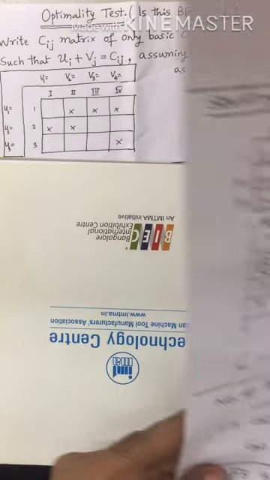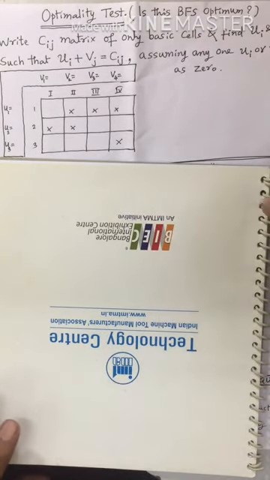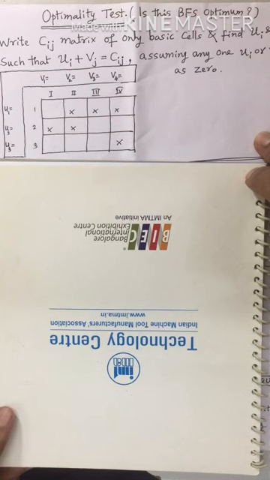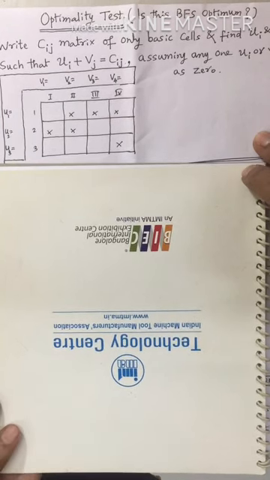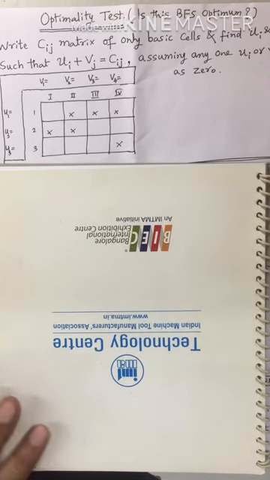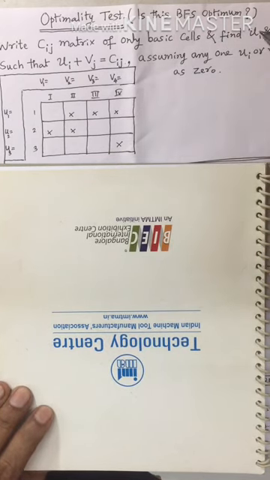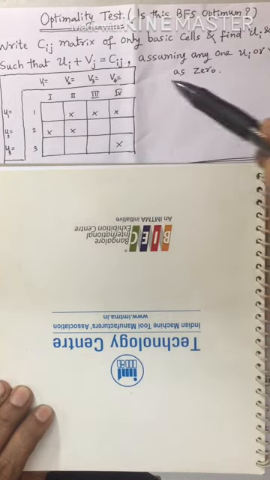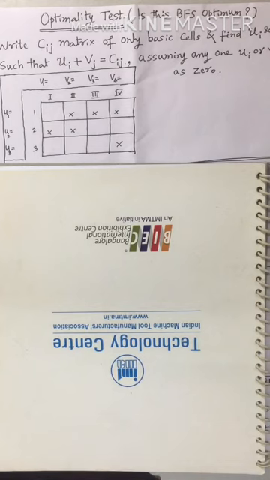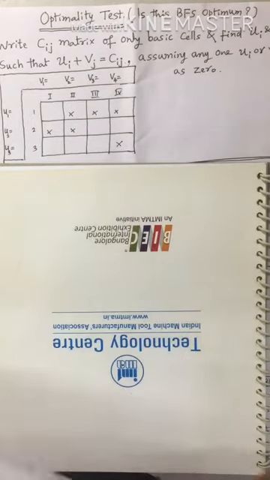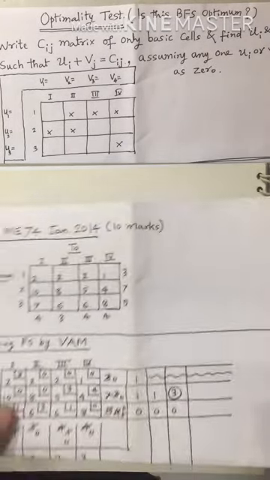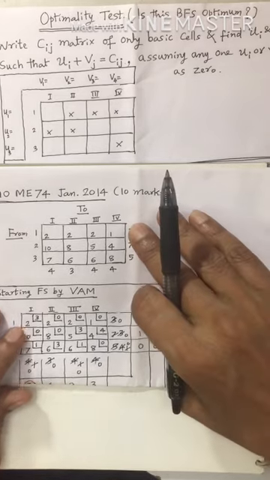I shall divide it into 3 steps and state them as A, B, C. The first step: write the Cij matrix of only basic cells and find Ui and Vj such that Ui plus Vj equals Cij, assuming any one Ui or Vj as 0. Appears to be something like a law book, but here it's quite simple.